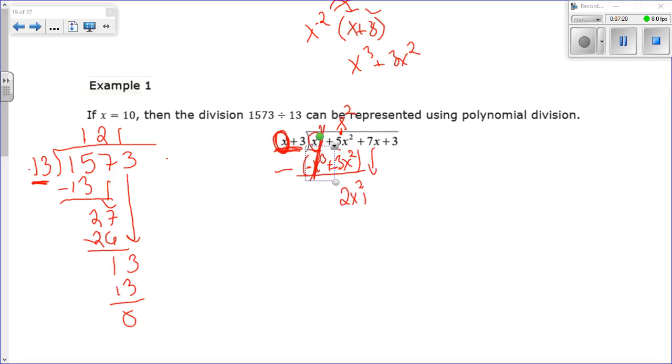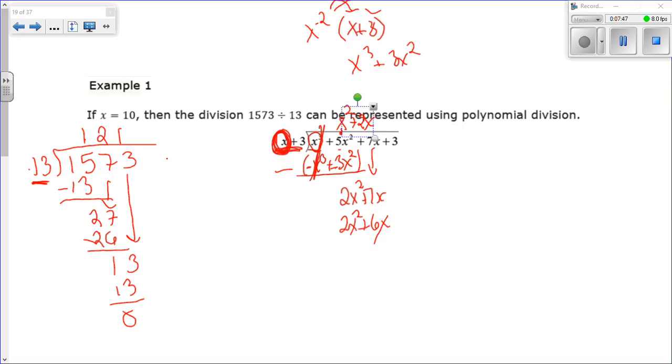Then I bring down my 7x. Then I ask myself again, going back to that x, what do I multiply x by to get 2x squared? Well, I'm going to multiply it times 2x, so plus 2x. So 2x times x is 2x squared. 2x times 3 is 6x.